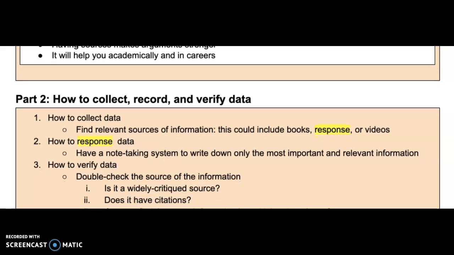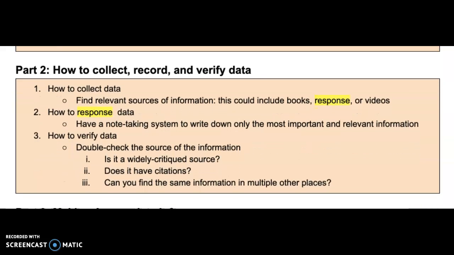How to collect data. You will need to find relevant sources of information, and this could include books, websites, or videos. How to record data. Have a note-taking system to write down only the most important and relevant information. And how to verify data. And you've got your information on how to verify data here.